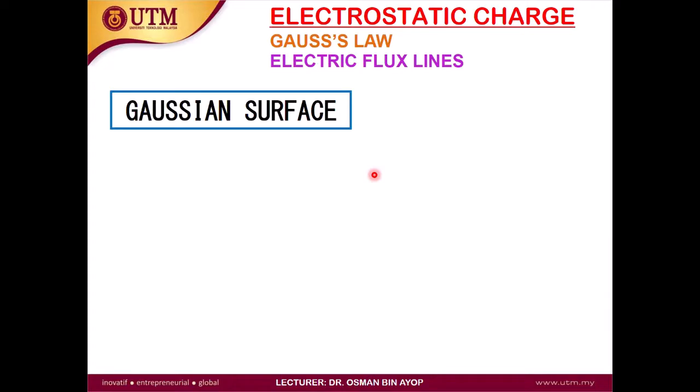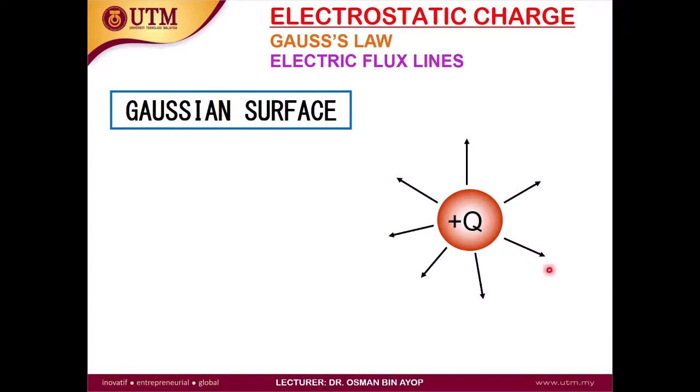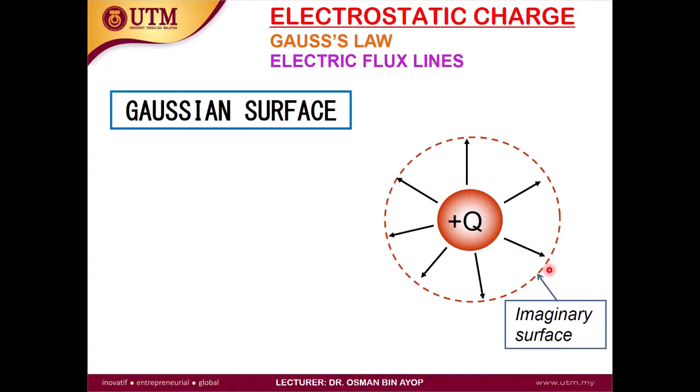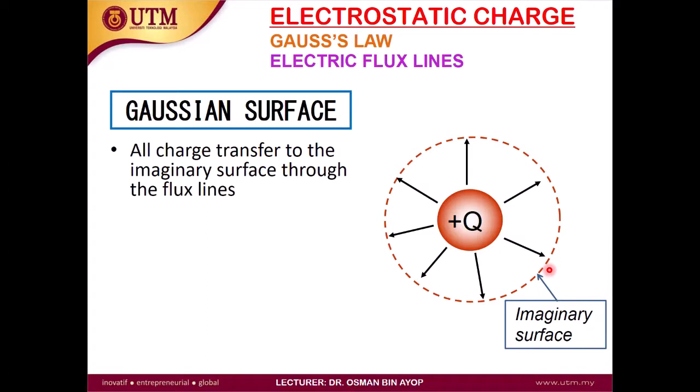Next, we go to the Gaussian surface. Alright, let's say you have a charge Q, and then we draw an imaginary surface at a certain distance from the charge Q. We can say that all the charge is transferred to the imaginary surface through the flux lines. Any charge inside can be transferred to any imaginary surface or Gaussian surface through the flux lines, because the flux will emit in all directions, and we can imagine that the charge is transferred to the imaginary surface.